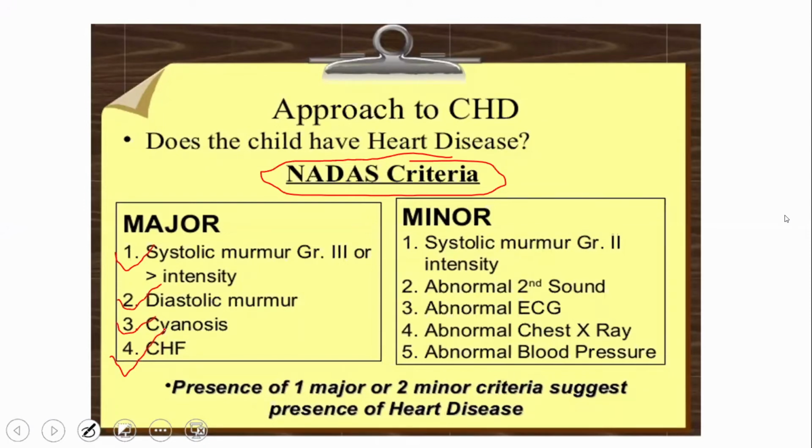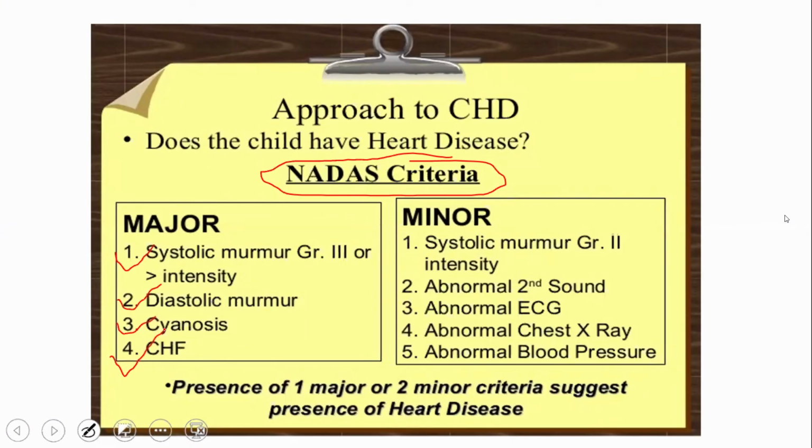Now in minor criteria, if the baby has systolic murmur of grade 2 intensity, an abnormal second heart sound, abnormal ECG, abnormal chest X-ray, or abnormal blood pressure, high or low, that will be considered as minor criteria. So if there is one major criteria or 2 minor criteria, then it suggests there is a presence of heart disease. Then we need a detailed workup for heart disease.